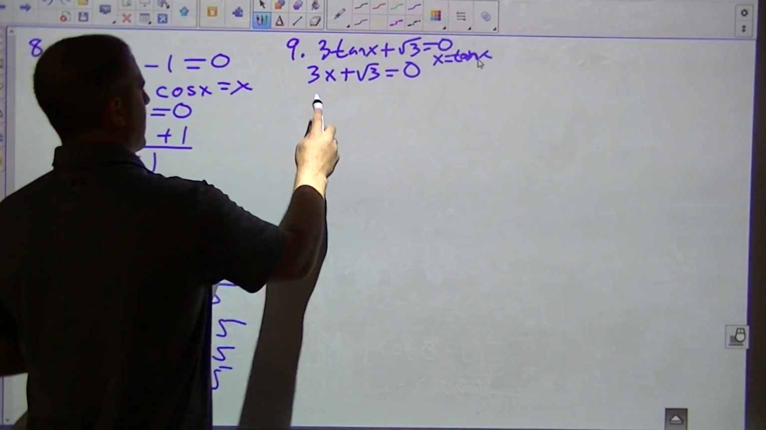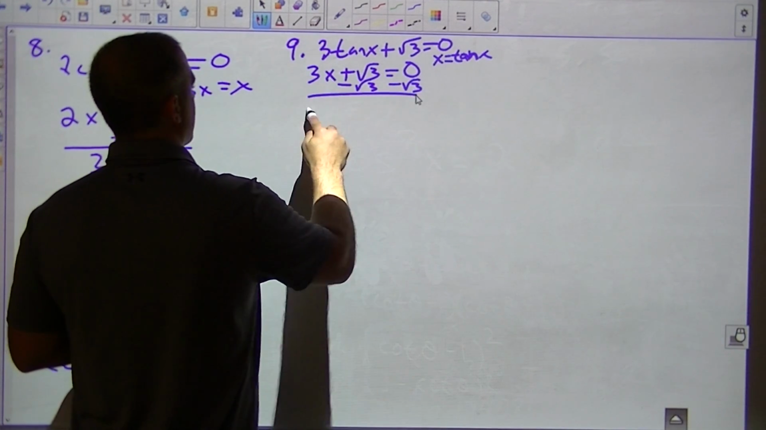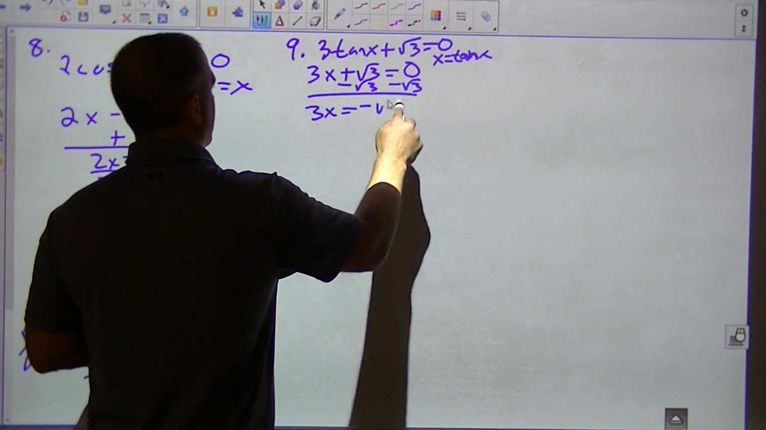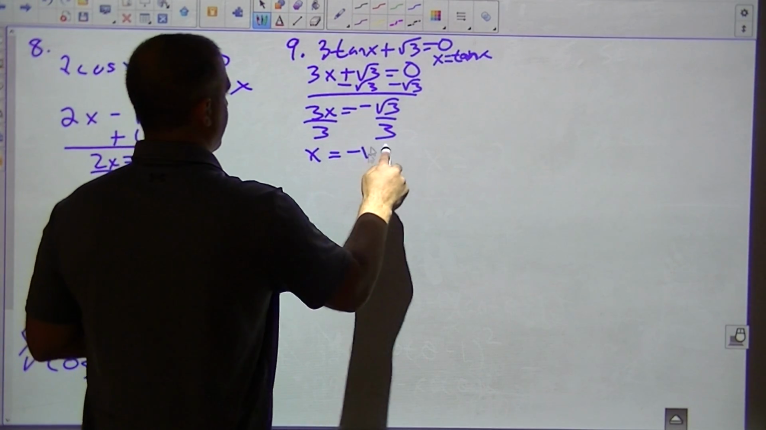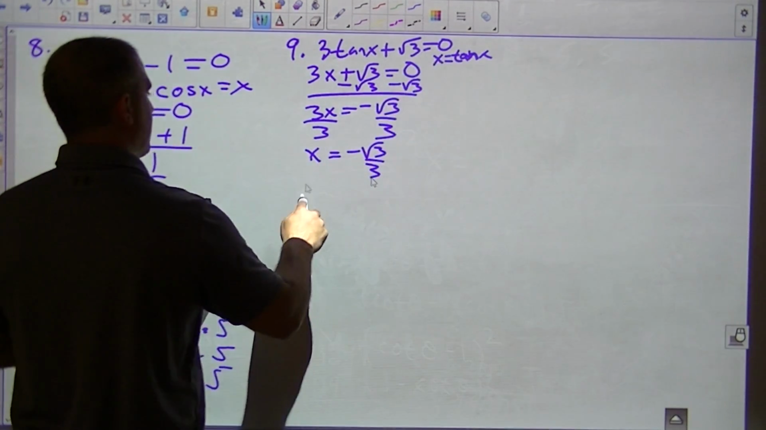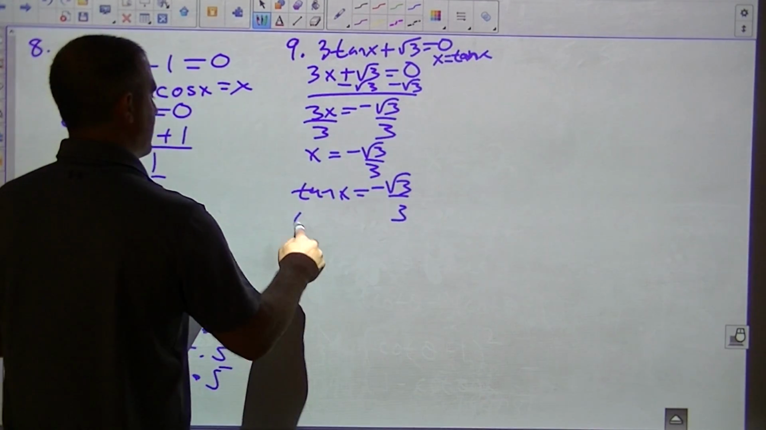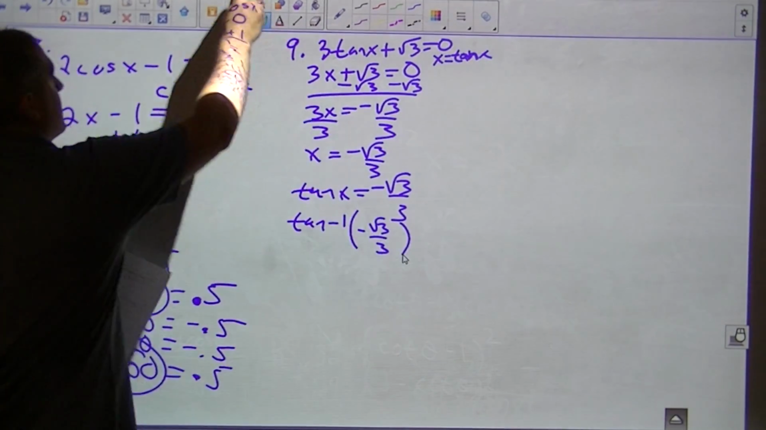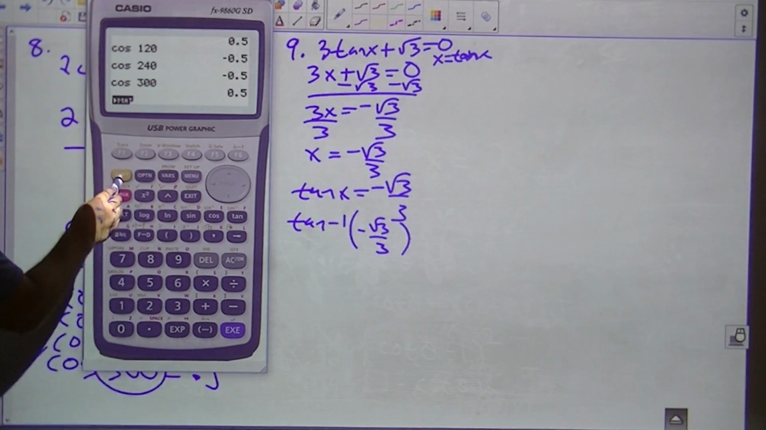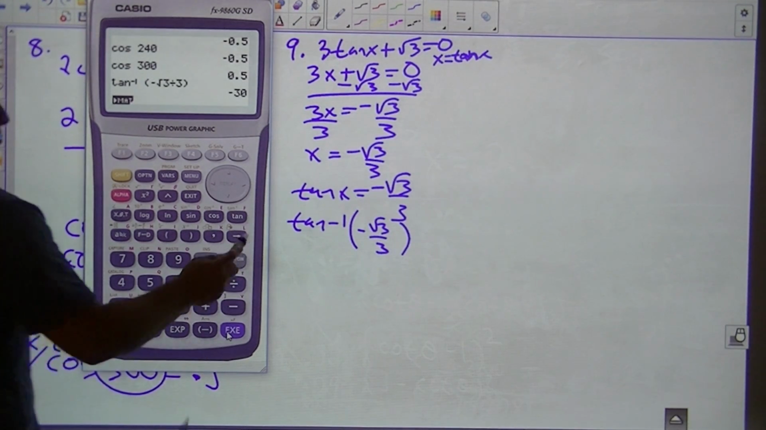Okay? So what I got, I'm going to move that by subtraction. That's the square root. So 3x equals negative square root of 3. Divide by 3. So I got x equals negative square root of 3 over 3. I'm going to bring back the tan. Okay? And then I'm going to take inverse tan. All right? And let's see the first angle that works. All right, first angle that works is negative 30.